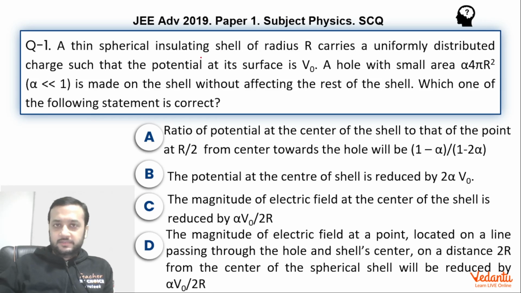There is a spherical insulating shell of radius r which has a uniformly distributed charge. Under this condition, the potential at the surface of the shell has been given as V naught. Now we are removing a very small area from the shell, whose value is alpha into 4 pi r square, where alpha is a fraction which is much less than 1. And we have to assume that the remaining shell remains as it is. That means the charge on the other remaining part of the shell is as it is. Which of the following statements are correct?